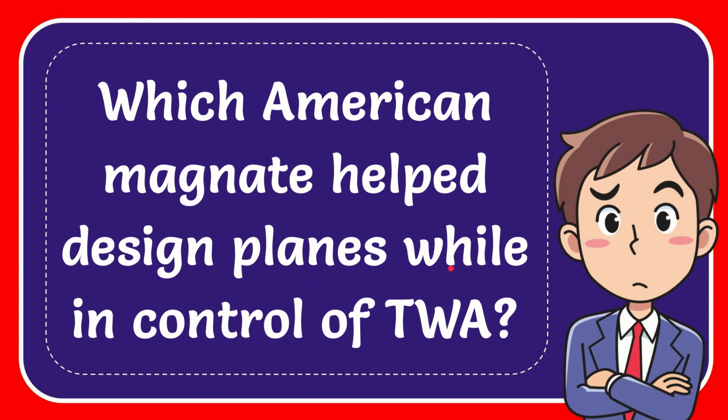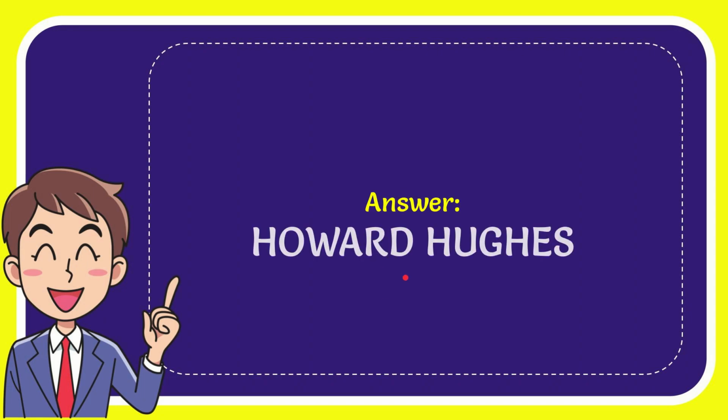In this video, I'm going to give you the answer for this question. The question is, which American magnate helped design planes while in control of TWA? I'll give you the answer for this question, and the correct answer for the question is Howard Hughes. What is the answer for the question?